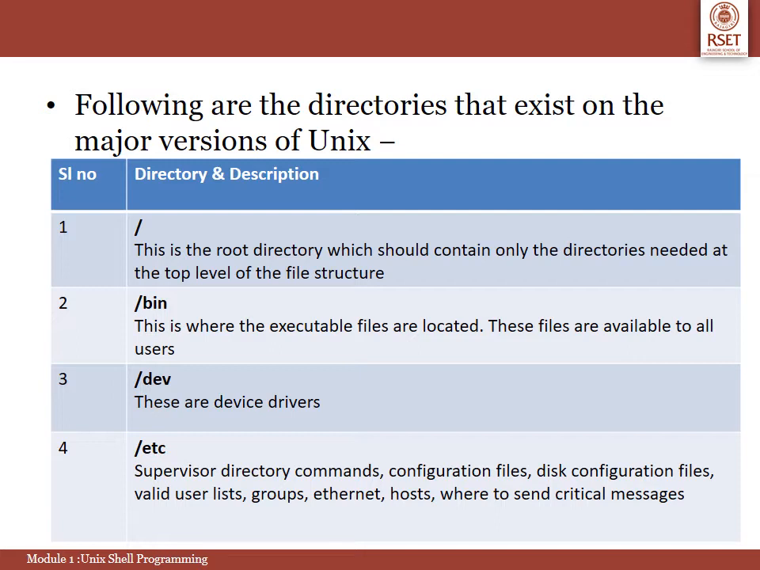First one is /. It is the root directory, which should contain only the directories needed at the top level of the file structure. Next one is /bin. This is where the executable files are located. These files are available to all users. Third one is /dev. These are device drivers. Fourth one is /etc. This directory stores supervisor commands, configuration files, valid user list, group, Ethernet host, and where to send critical messages.